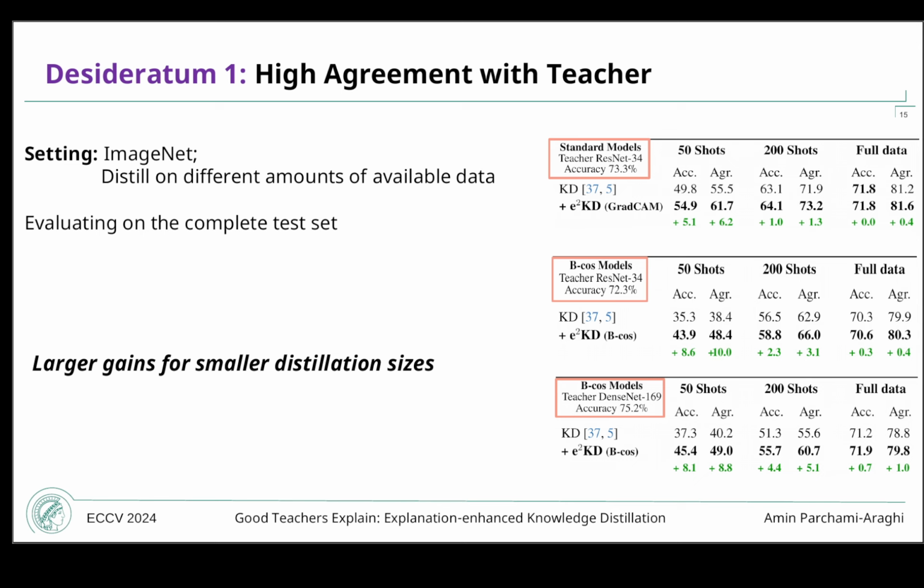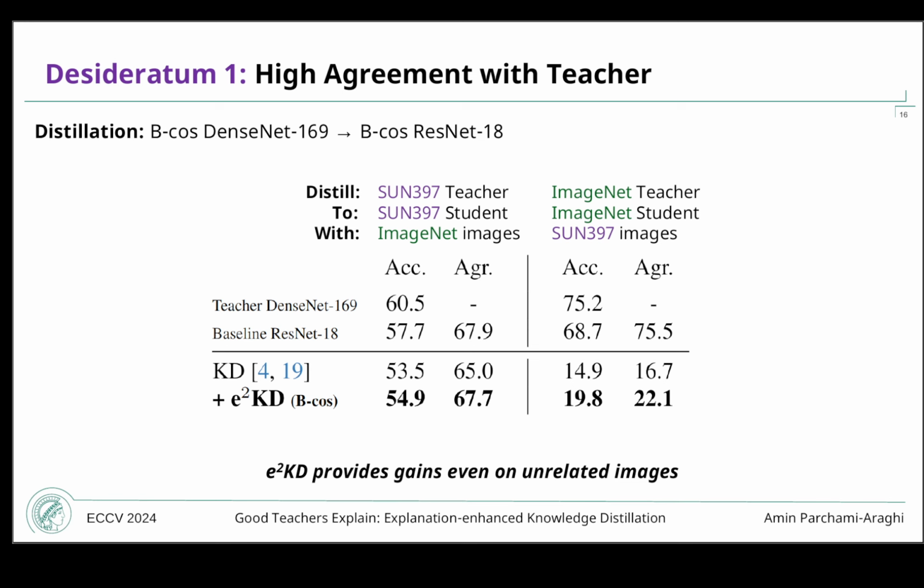Now let's go back to our desiderata and see the gains we get by matching explanations. On the right, you see three distillation setups on ImageNet with different teachers. We observe consistent accuracy and agreement gains by adding explanation matching on top of logit-based distillation. We particularly see larger gains on limited data settings. We also explored distillation on unrelated images, that is, using images of another dataset for distilling the teacher. We see that even in this setting, the explanation provides a useful signal for the student.